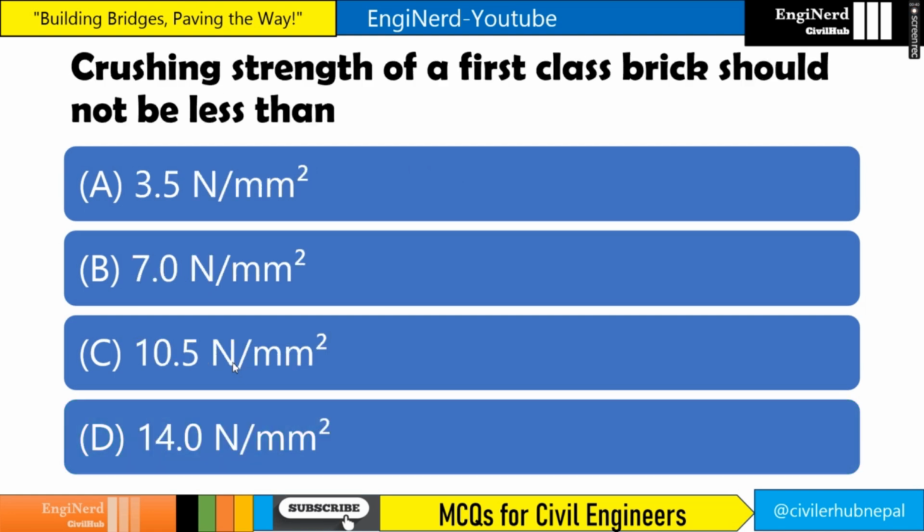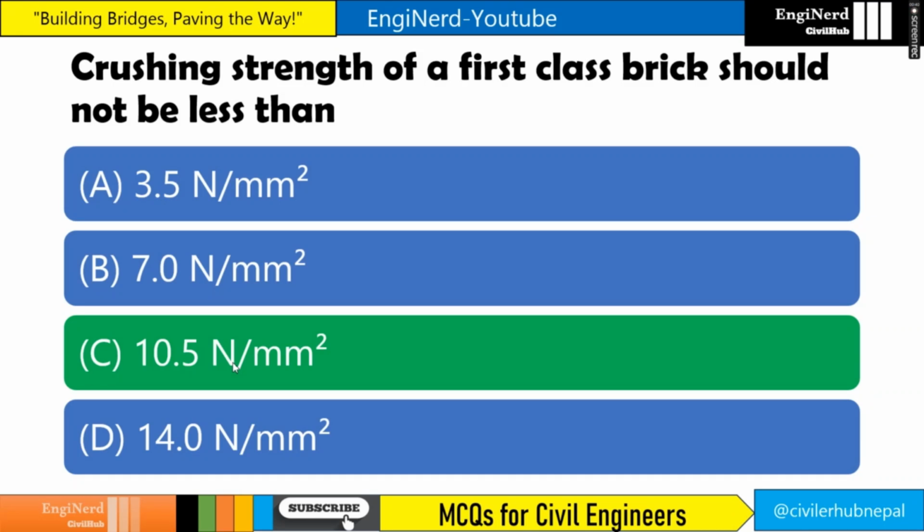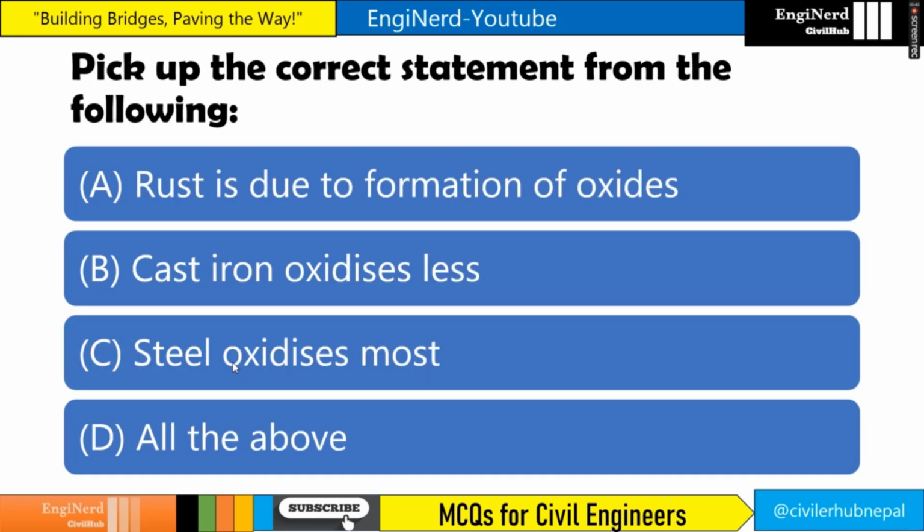Crushing strength of a first class brick should not be less than... First class brick 10.5 Newton per mm square, right? Second class brick 7 Newton per mm square, right? So the answer is the crushing strength of brick should not be less than 10.5 Newton per mm square.